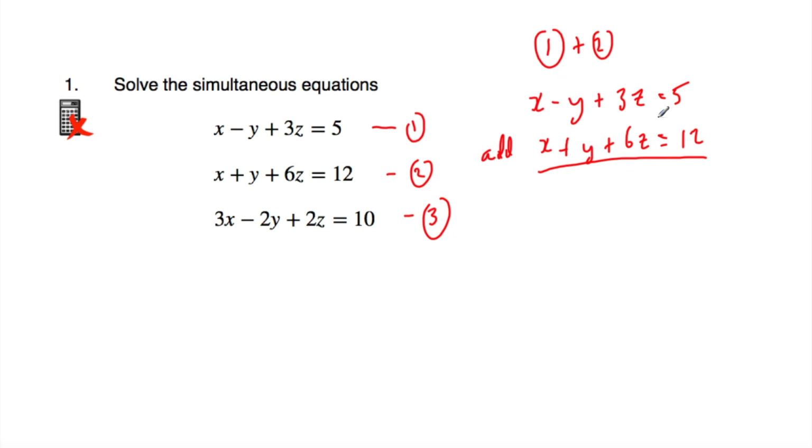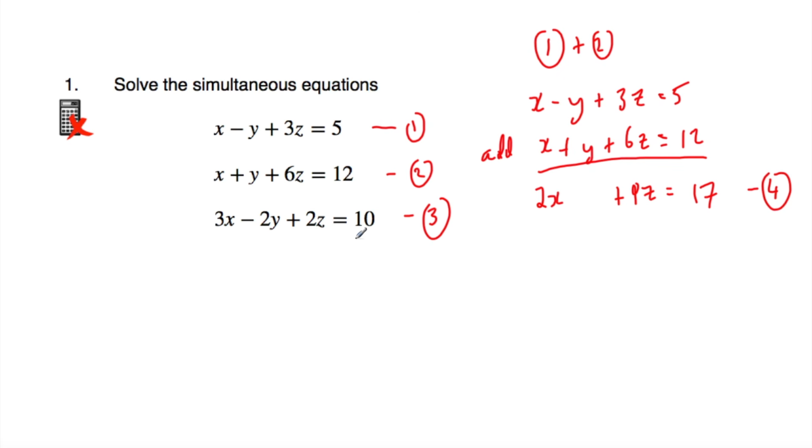And let's add these equations together. x plus x is 2x, so that's great. Minus y plus y is 0, because if you've got minus y and then you add a y, you get 0. Then in terms of the z's, we've got 3z plus 6z, that's equal to plus 9z. And then 5 plus 12 is equal to 17. So that's fantastic. We've now got an equation with no y variable in it. I'm going to number that one equation 4. So that's one equation without y in it.